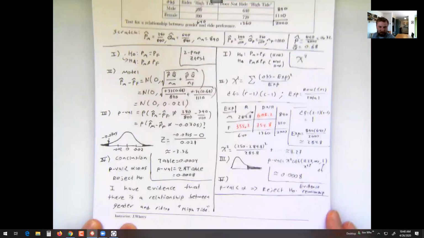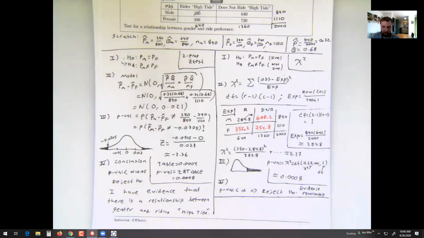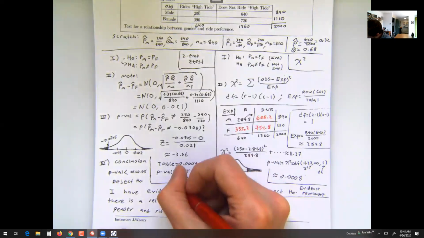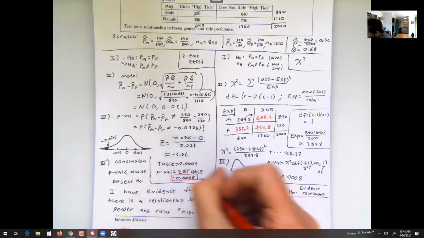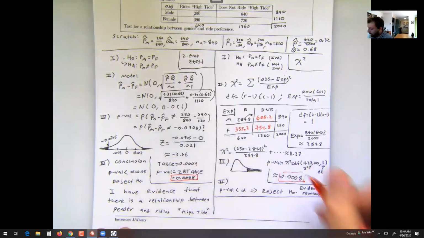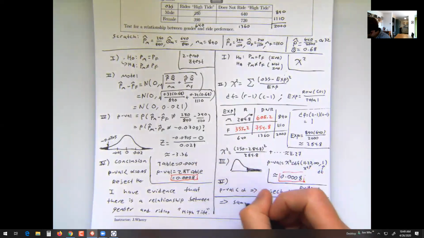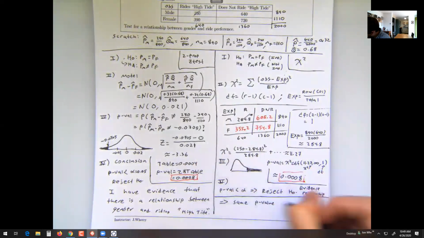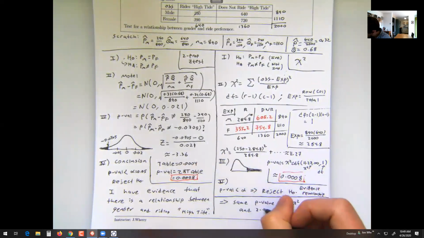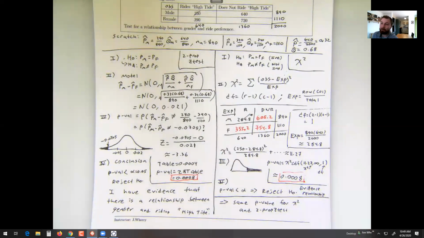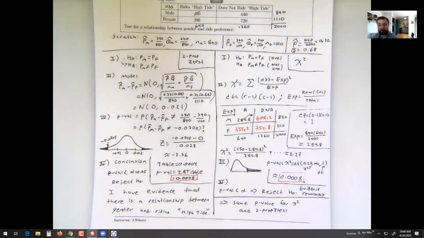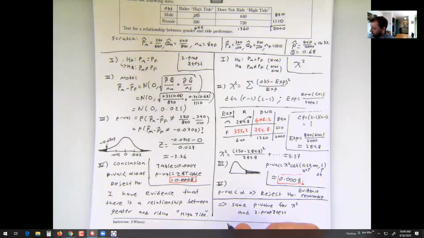So looking at the two things side by side, let's see how they compare. Well, first observation, p-value of 0.0008, p-value of 0.008. So no matter how I cut this, I'm going to have the same p-value for both my chi-squared and my two-proportion z-test. It's the same data and it's the same hypotheses. It should stand to reason that I have the same p-value as well.